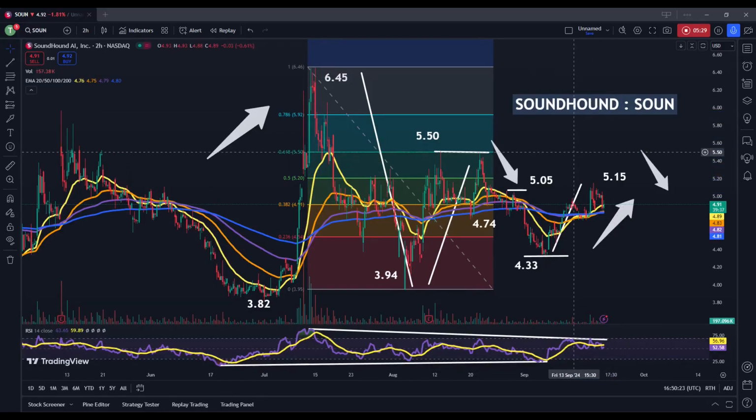So if we were to see a third test here and then a failure, that would be a fairly significant signal to the downside because it would further strengthen this Fibonacci retracement zone and suggest that a triple top resistance area would now be in place. So this will be a very critical level to watch here going forward.